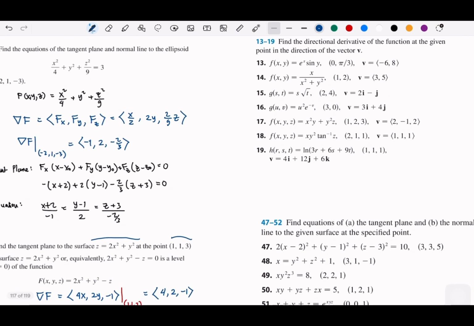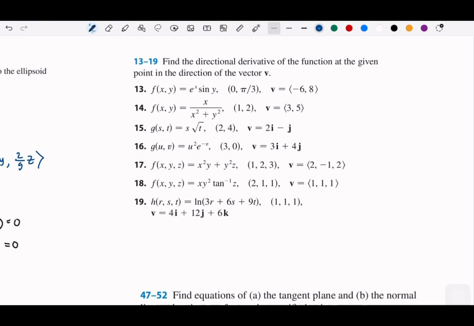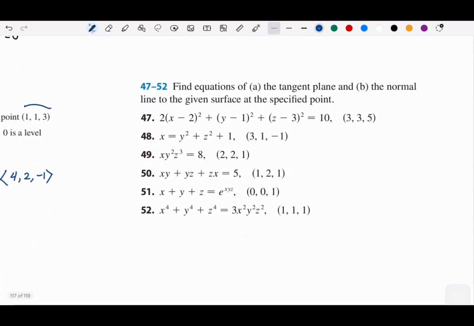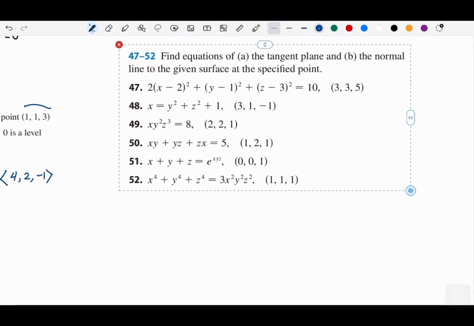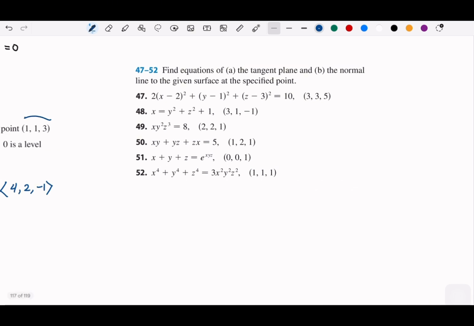Okay, maybe just a quick exercise here, maybe one example from here. Maybe this one, because we're still in the tangent plane. So the question is asking for the tangent plane and the normal line. The normal line, you can actually use these symmetric equations to visualize the normal line.